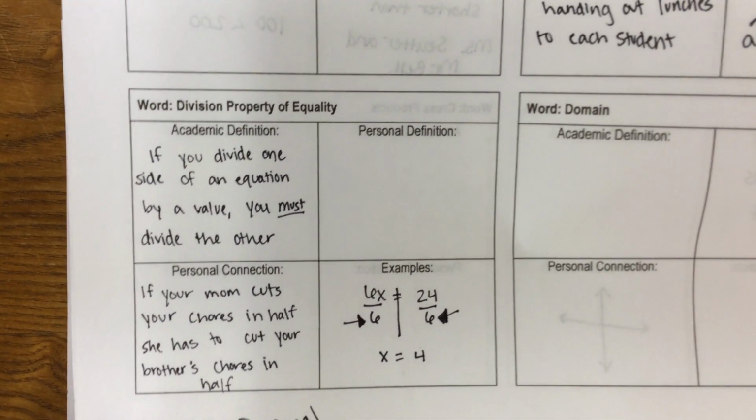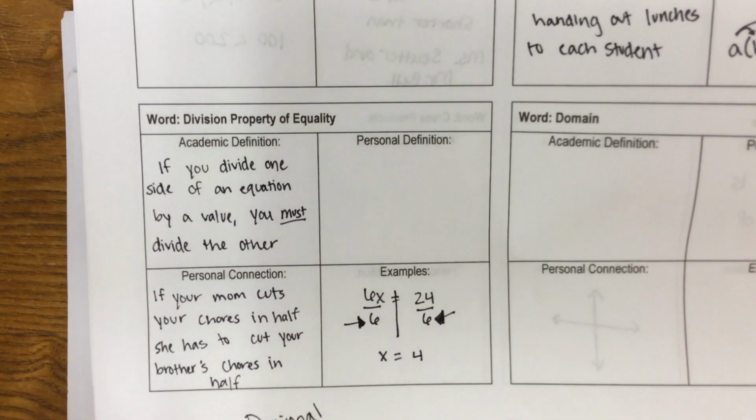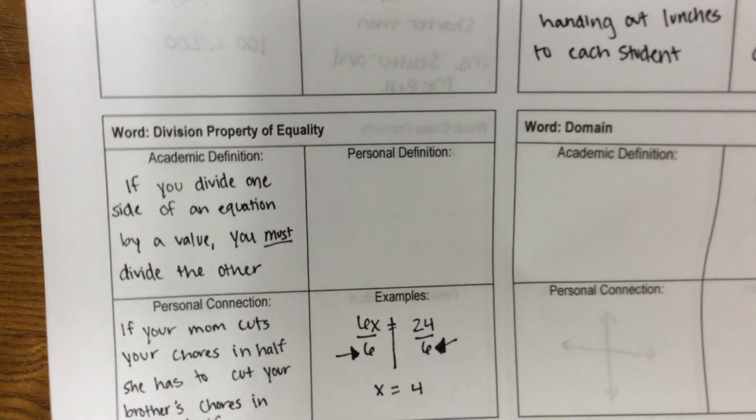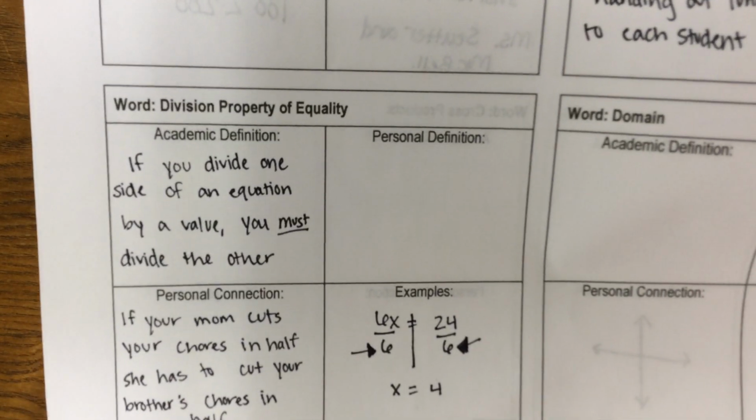Okay, so my personal connection, if your mom cuts your chores in half, meaning she gets rid of half of your chores, she also has to cut your brother's chores in half, because otherwise your brother's going to think that's so unfair. So to keep things equal, equality.